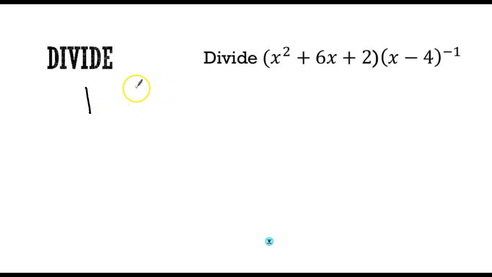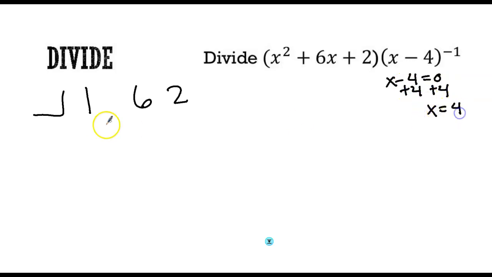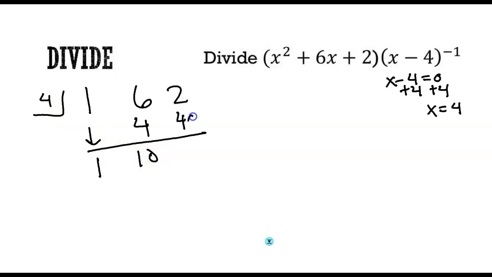I'm going to have 1, 6, and 2 because I'm looking at the coefficients here and I notice that my powers are all visible. I have a power 2, power 1, and power 0. In my corner box, I'm going to put whatever x is equal to, which in this case is 4. And then I begin my process of bring the first one down and then multiply and add, multiply, and add. So 42 is what would be my remainder.